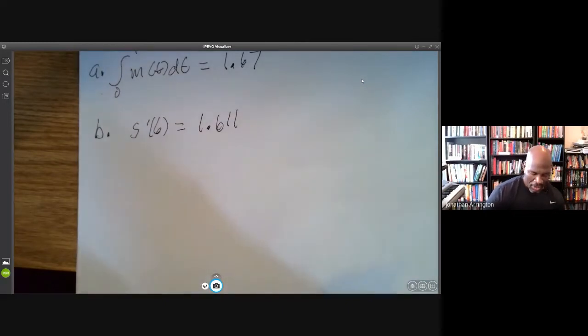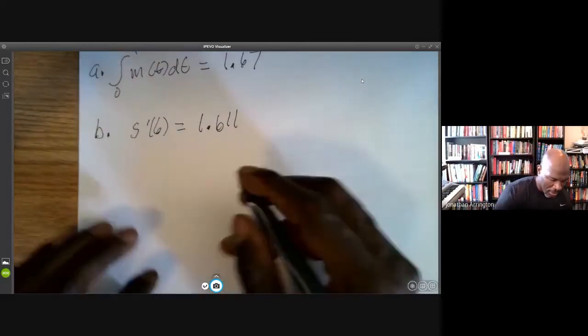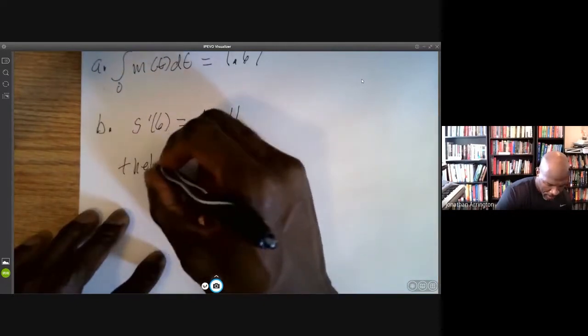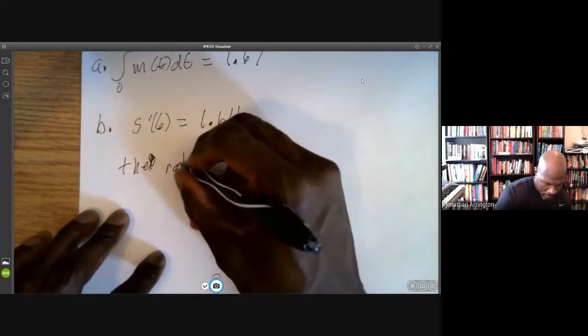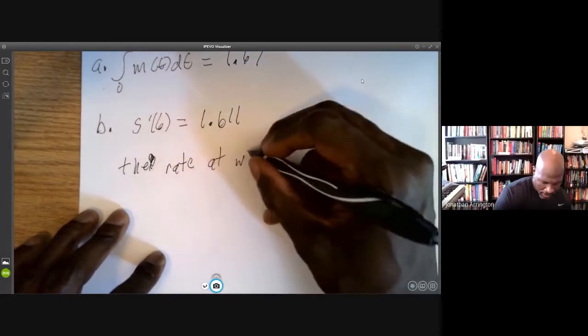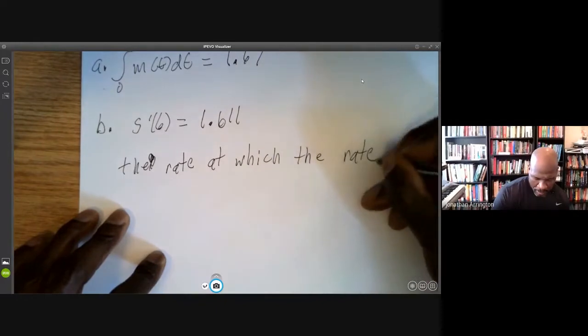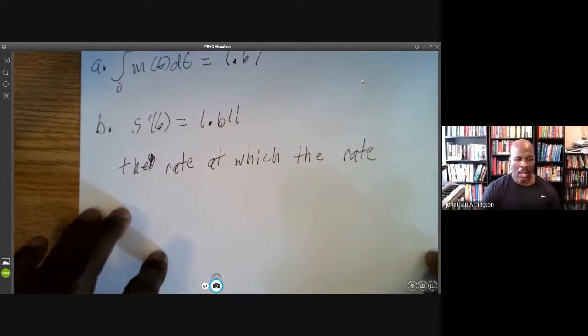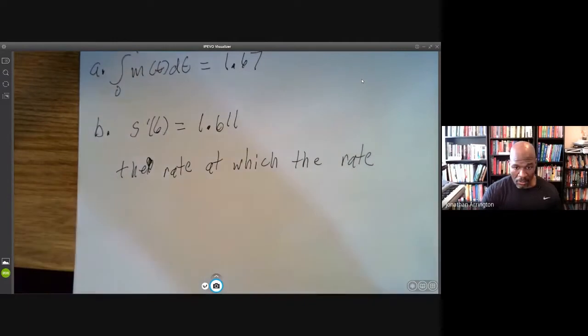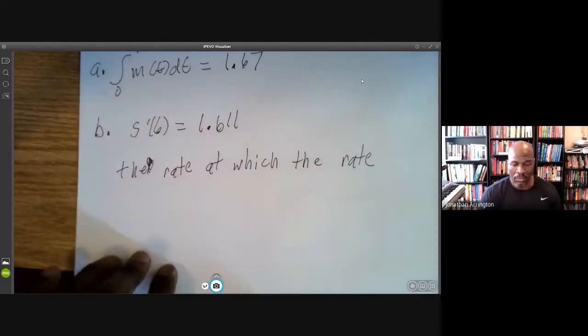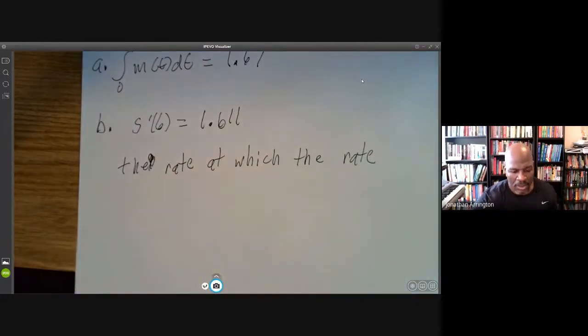I like to start off the sentence by saying the rate at which the rate. So that's always going to be my opening statement, the rate at which the rate. And then after that, I'm going to put in what the rate represents in the problem. So what the problem is saying the rate represents. So this is S of t.